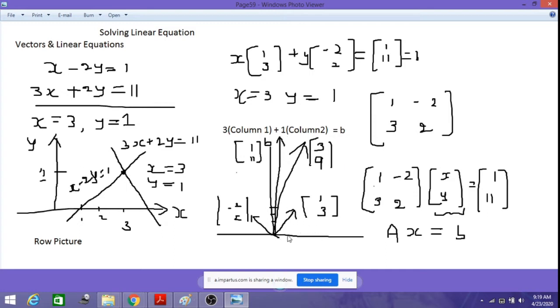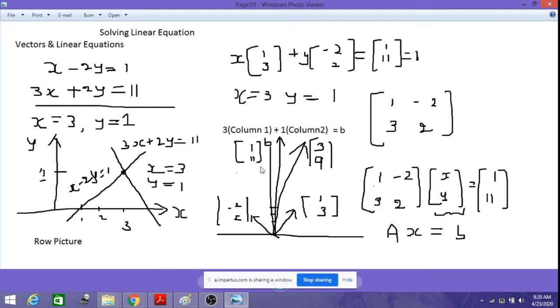If we have the vector diagram here on the plane, 1 and 3 means on the horizontal side we move 1 step and vertically we move 3 steps, so we get the point 1 and 3. Minus 2 and 2 means we go 2 steps to the left from the 0, 0 point, and then move 2 steps upwards. So this is our minus 2 and 2. Then we have 3 times x1, so we get 3 and 9. We move 3 steps horizontally and 9 steps vertically, so we get one more point here.